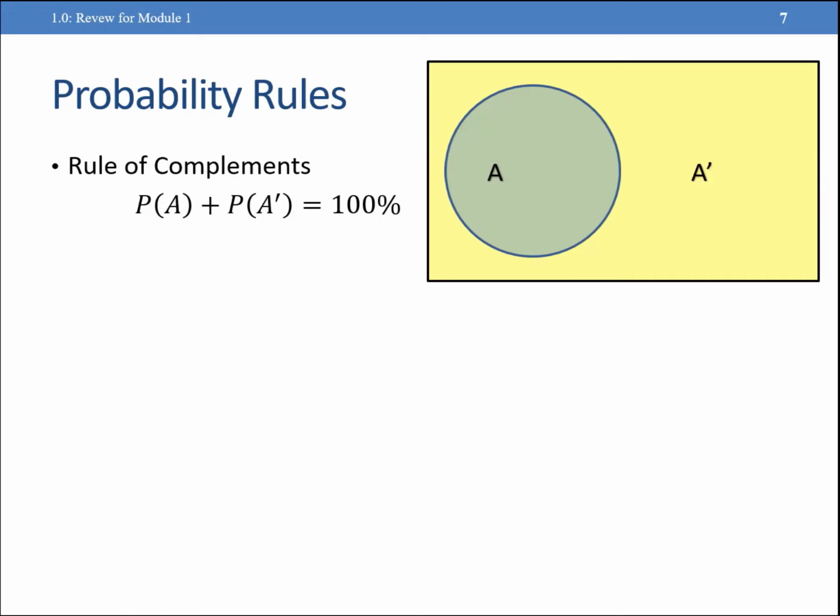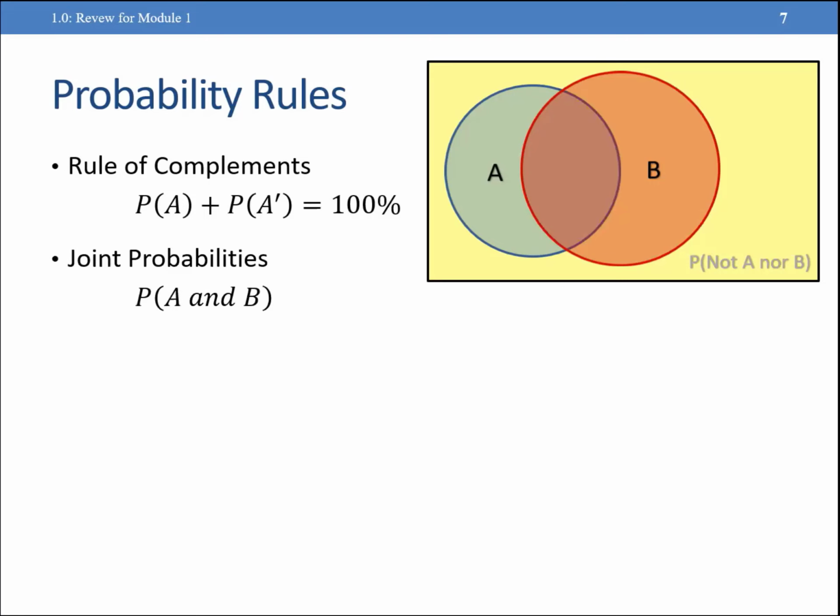Okay, so there's a visual representation of the rule of complements. And we're going to use these visuals to help us with some more probability rules. So I'm going to add in another event, B, that's also possible. And A and B can happen together sometimes. We have a joint probability. The term joint probability is when A and B happen together, what that probability is. So that's this probability where they overlap. That would be the joint probability of A and B.